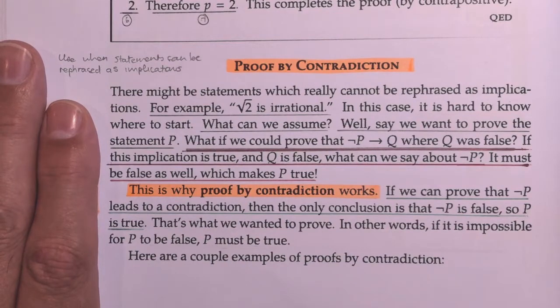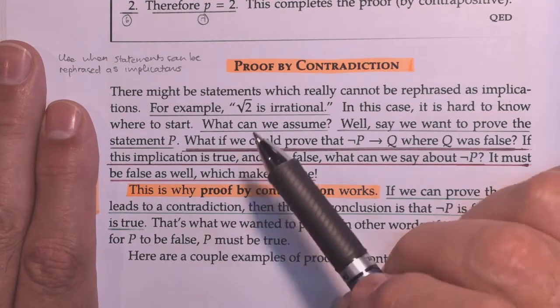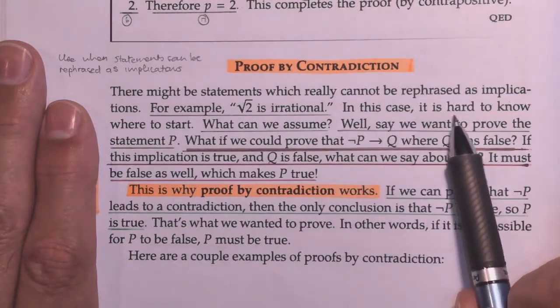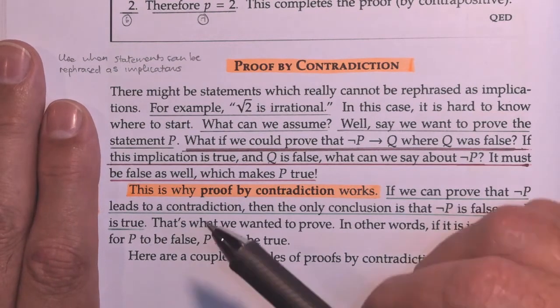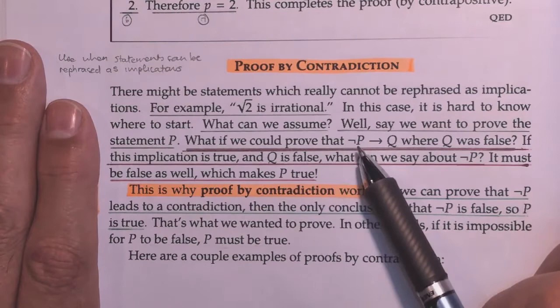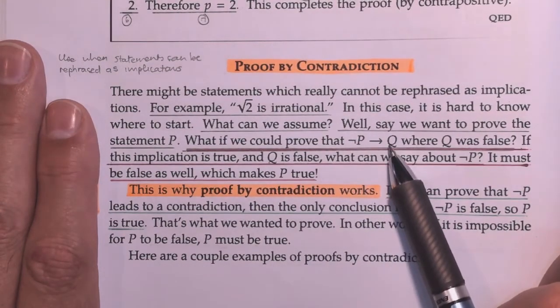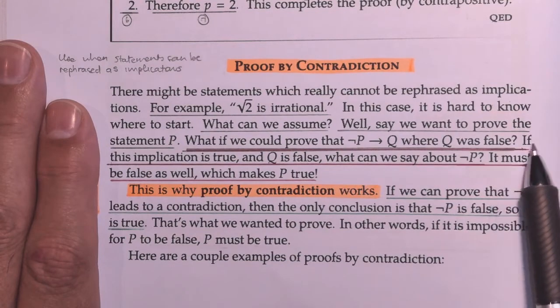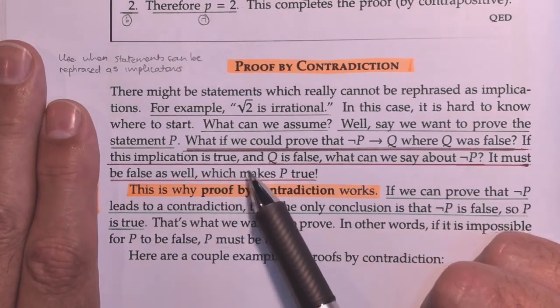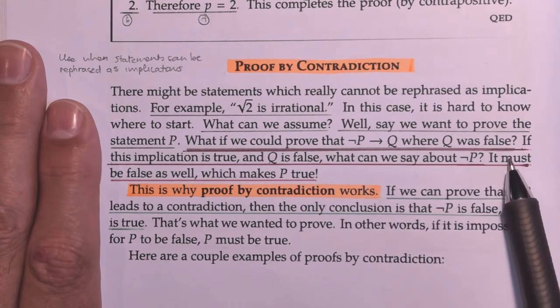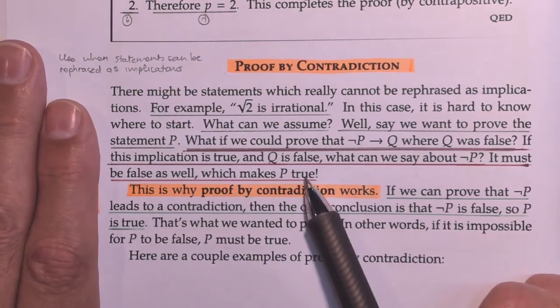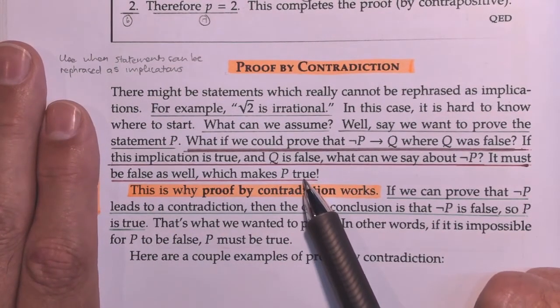Okay, so there might be statements which really cannot be rephrased as implications. For example, root 2 is irrational. In this case, it is hard to know where to start. What can we assume? Well, say we want to prove the statement P. What if we could prove that if not P, then Q, where Q was false? If this implication is true and Q is false, what can we say about not P? It must be false as well, which therefore makes it a truth for P.